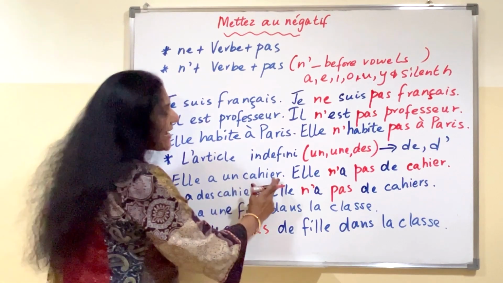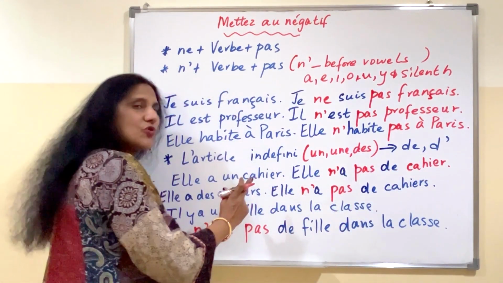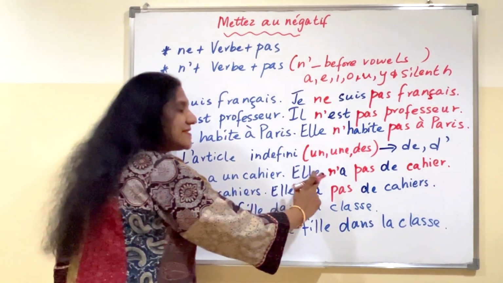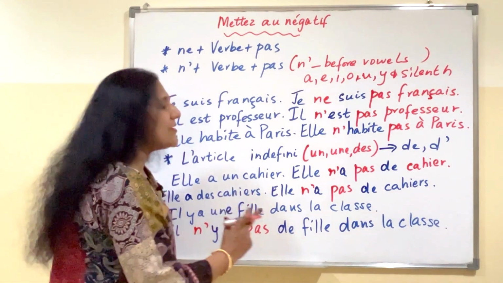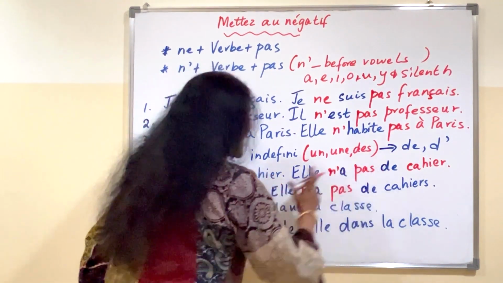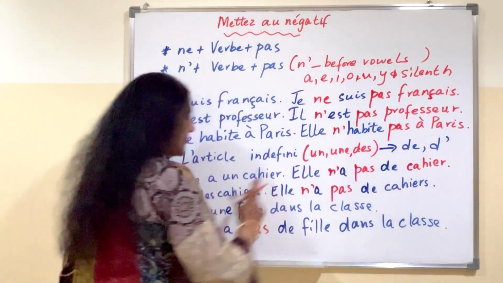Elle a un cahier. She has a notebook. Elle n'a pas de cahier. So, the formation remains the same. N apostrophe before this verb because it starts with a vowel, pas after the verb, and this indefinite article un changes to de.